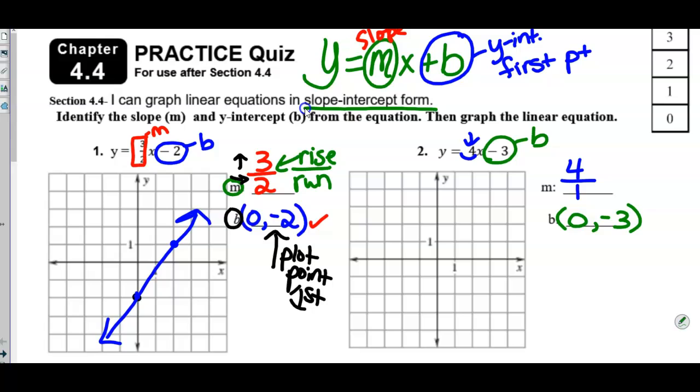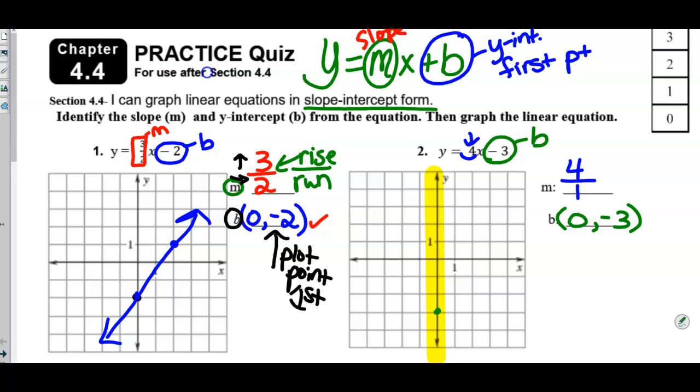And y-intercept just means here's my y-axis, right? It's the up and down line. That's the y-axis. And that's just where my line hits the y-axis. So that's why I put the point there. So I'm going to go over 0. This is how I graph an ordered pair: over 0 and down 3.